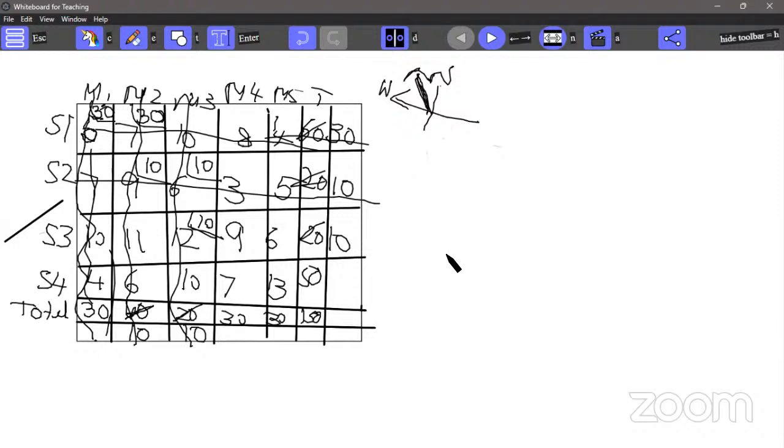Now to which cell should I come? S3, M4. Very good. To S3, M4, how much can I supply? 10. Right. So which supply got over or demand got met? Supply got over. So remove S3 from your chart. How much demand is still to be fulfilled of M4? 20. So write down 20 here.